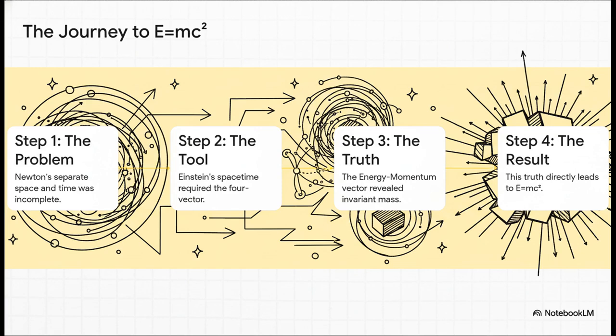So let's just recap the journey we took. We started in Newton's world of separate space and time. Then Einstein came along and fused them into space-time, which meant we needed a new tool, the four-vector. Using that tool, specifically the energy-momentum four-vector, we found a universal truth, an object's mass. And that one truth led us straight to E equals mc². It showed us that mass and energy are just two different faces of the same coin. The four-vector isn't just math, you see. It's the language that space-time speaks.